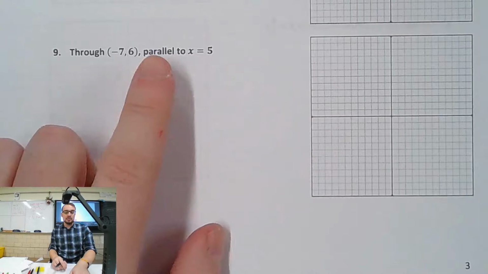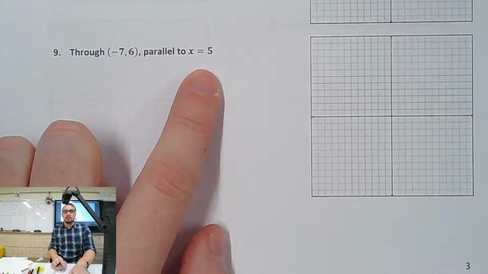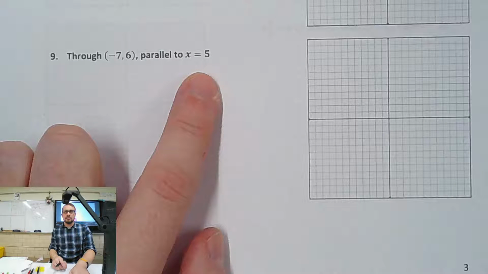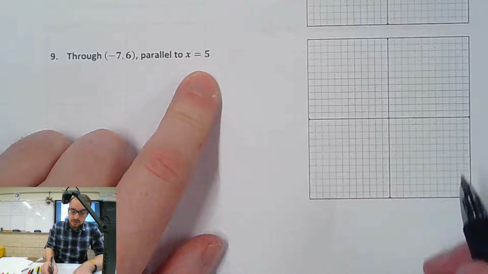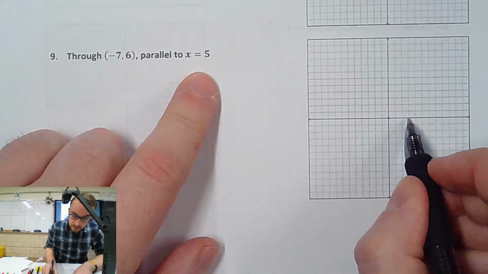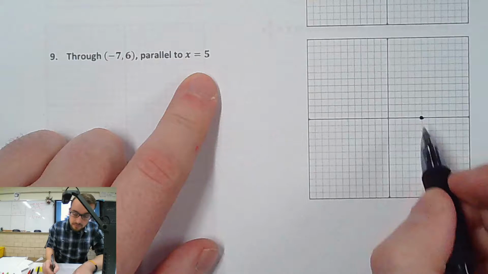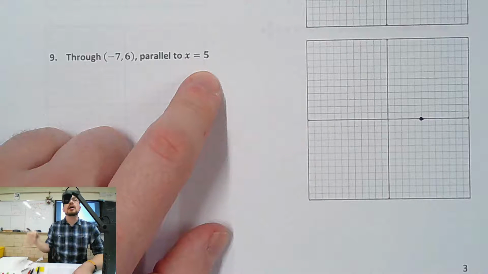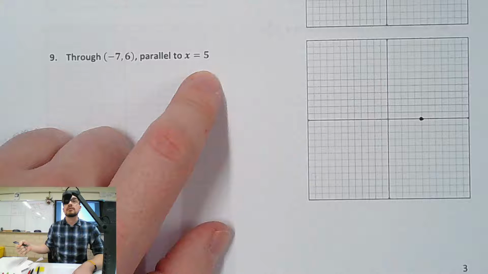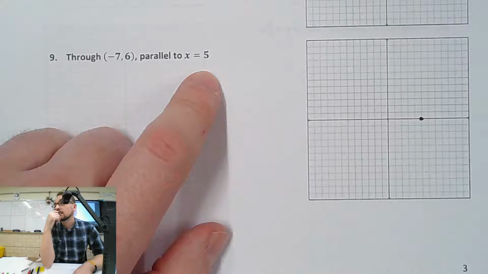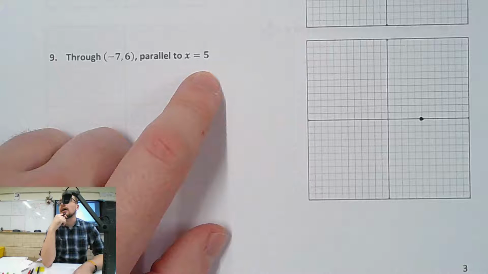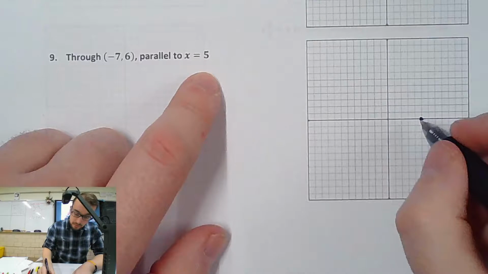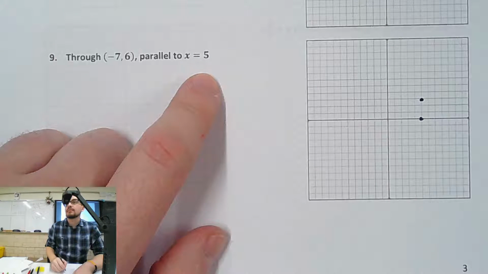So we want a line that's parallel to x equals 5. So what does x equals 5 look like as a line? Well, x equals 5 is here. 1, 2, 3, 4, 5. That's where x equals 5, right? Now we want a line, meaning we want all the points where x is 5. So give me a coordinate where x is 5. Corinne. A coordinate where x is 5. 5, comma 3. 1, 2, 3. There's 5, comma 3.